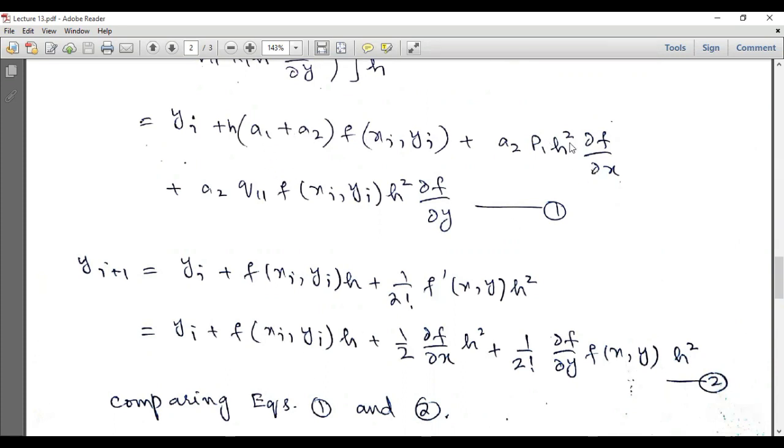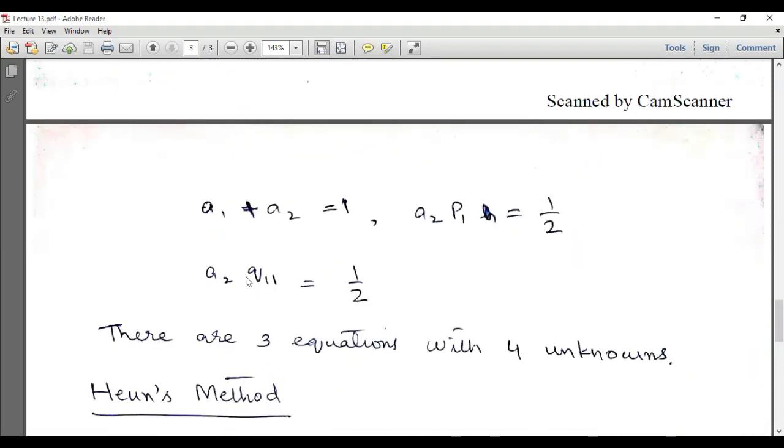Similarly, this term can be compared with this term, and H square is available, partial f over partial x is present in both equations, and a2p1 is equal to 1 by 2. Okay, so a2p1 is equal to 1 by 2. Similarly, this term can be compared with this term, and we will get a2q11 is also equal to 1 by 2. So these things are written over here.